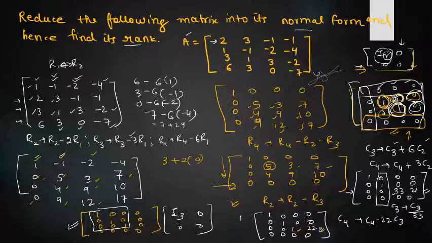So for this 4 by 4 matrix, you have got this normal form where the rank is 3, because the rest all are zeros.